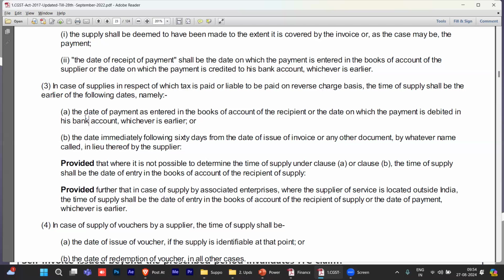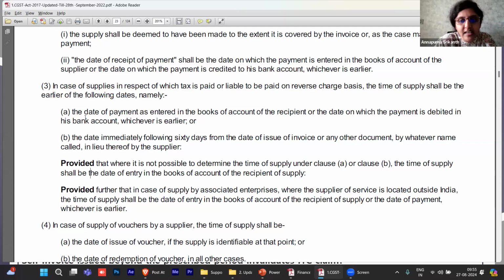Many times a payment may be delayed, so in that case this will be of some help. This way gives us more time. But anyhow, the date of payment as entered in the books of the recipient applies. Also, there is a provision you need to keep in mind in subsection 3: if it is not possible to determine, then the date of entry in the books of account of the recipient.